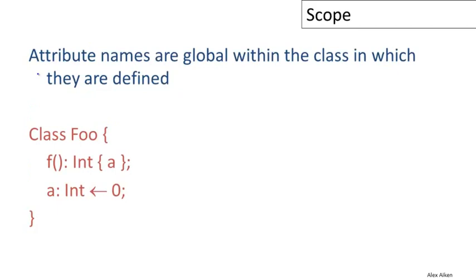Similarly, attribute names are global within the class in which they are defined. That means they can be used, again, before they are defined. For example, I can define a class foo, and I can define a method that uses attribute a, and then only later on do I define what attribute a is. That is perfectly legal. Normally, we list attribute definitions before method definitions, but that's not required. The method and attribute definitions can come in any order we like within a class, and in particular, an attribute can be used before it is defined.